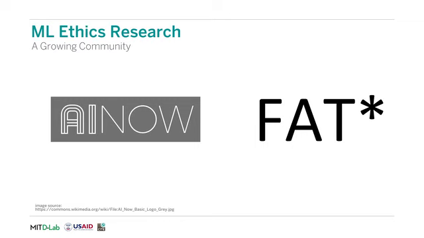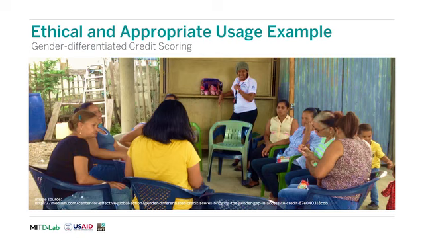A well-known example is about gender-differentiated credit scoring. Low-income women in developing countries often lack credit histories and formal income. Despite evidence showing that these women default on loans less than men, the lack of data makes it difficult for lending organizations to provide these women loans. As a result, taking predatory loans from informal lenders is a common practice.